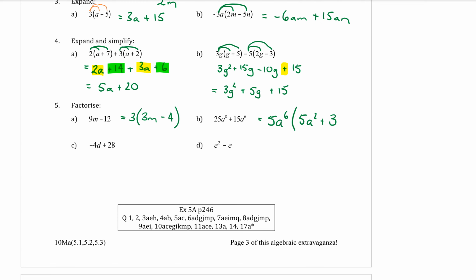Anything to the power of 0 is just 1, which means I don't actually need any a's in the bracket there at all. I just close my bracket, done. Or in other words, I've taken all a to the power of 6 out the front. There's none of them left in the bracket.